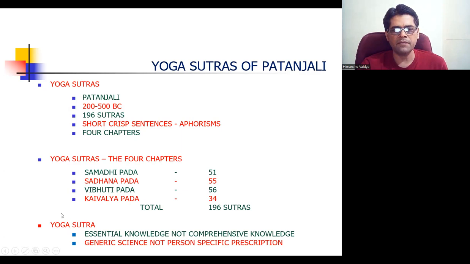And of course, you start by first defining the state of enlightenment, and then talk about how do you go there, and talk about what happens on the path in essential terms. So this is a book of essential knowledge to reach the goal of enlightenment. It is not a book of comprehensive knowledge. It is not a book of person-specific prescription or a problem-specific solution. It is a generic science. It is not a specific science.